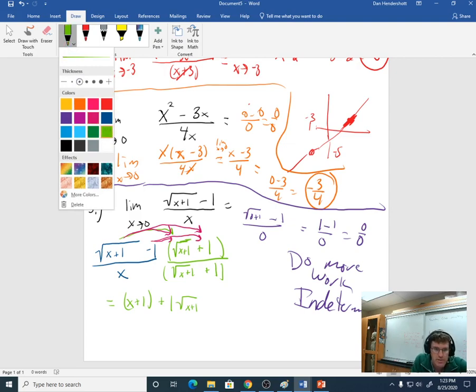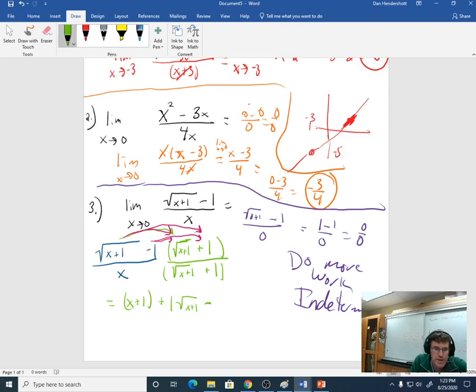So we're on this times this. That gives us minus 1 times the radical of 1 plus x, which cancels with the other term, which was the whole point of multiplying by the conjugate. And minus 1 times plus 1 is a minus 1. All over, and you don't have to multiply the bottom out, just leave it as x times parentheses radical 1 plus x, plus 1.